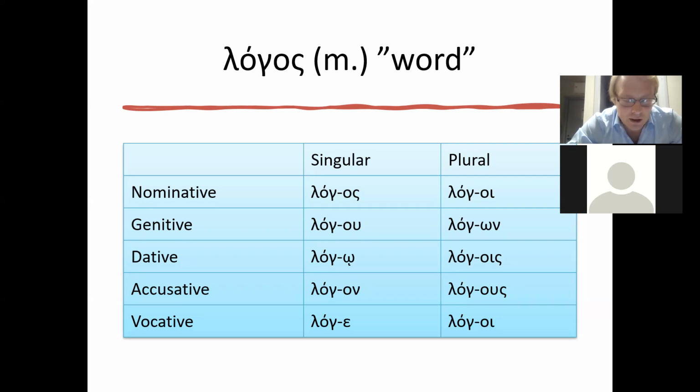The declension in the singular is as follows: logos in the nominative, logou in the genitive, logo in the dative, with a notable iota subscript under the final vowel, logon in the accusative, and loge in the vocative. In the plural, the declension is as follows: logoi in the nominative, logon in the genitive, logois in the dative, logous in the accusative, and logoi in the vocative.